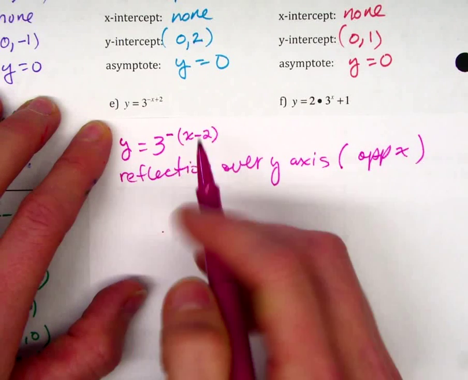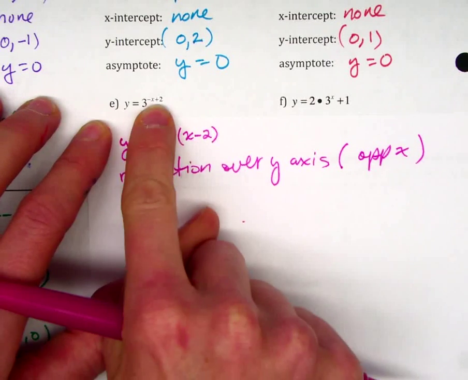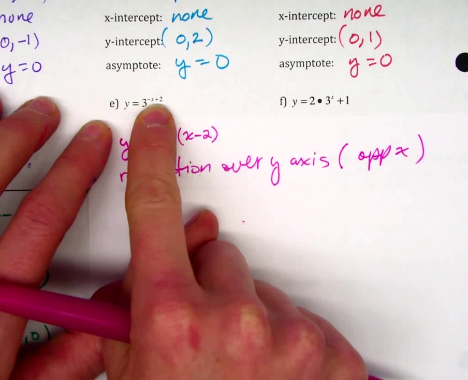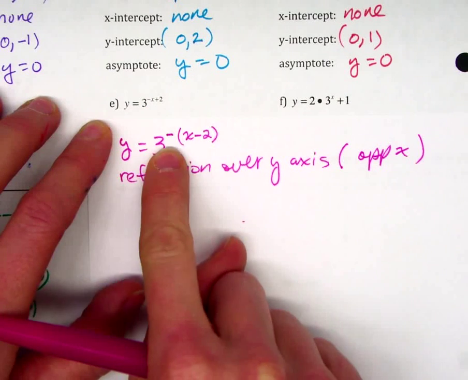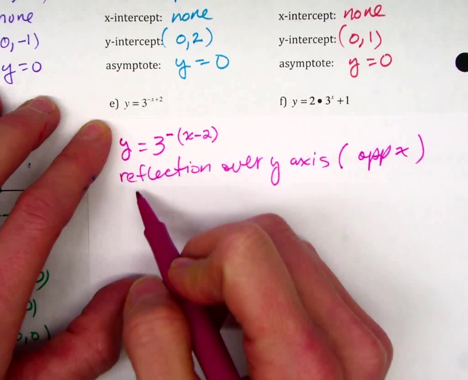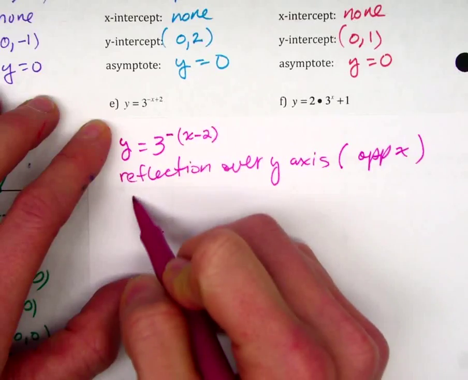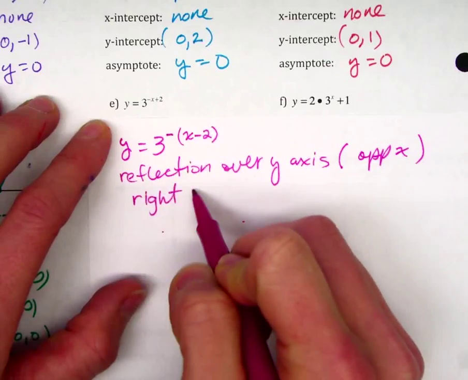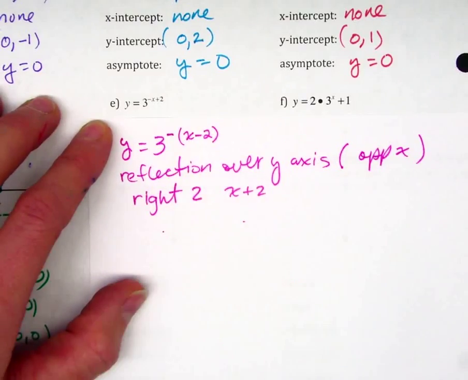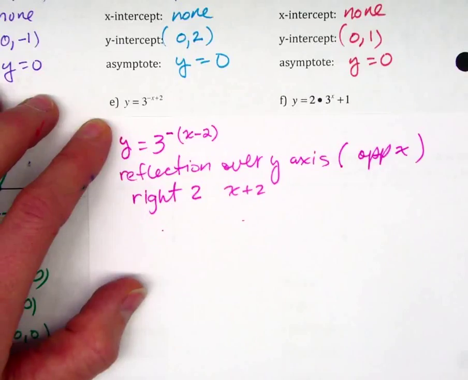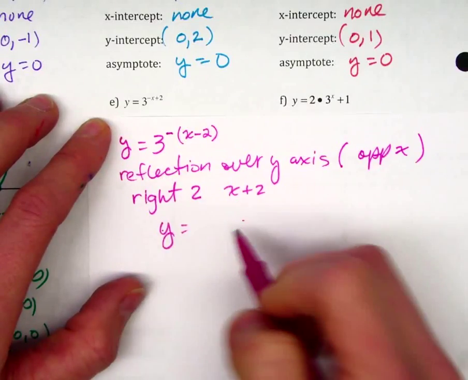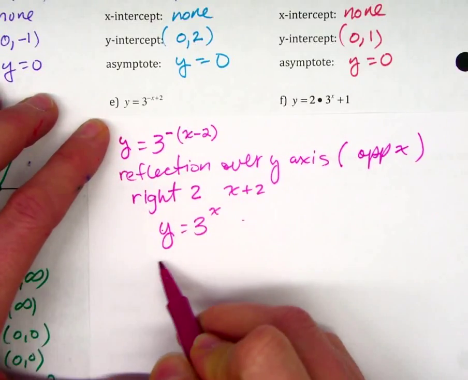which is how we get our reflection over y. And then, even though it looks like we were going to go left 2 because it's a plus 2, when we factor that negative out, it's obvious to see that this is really a translation right 2. So that means x plus 2. Okay? Our parent function here is going to be 3 to the x.